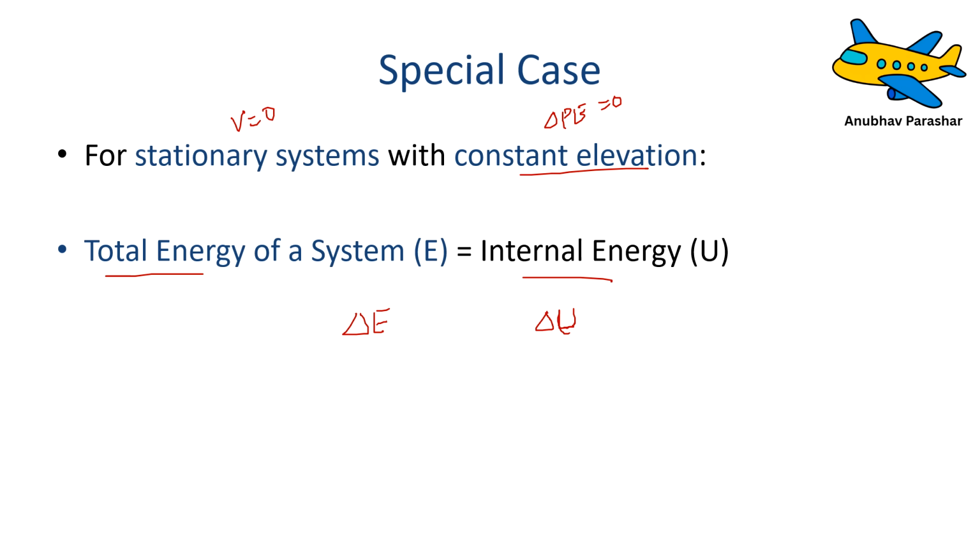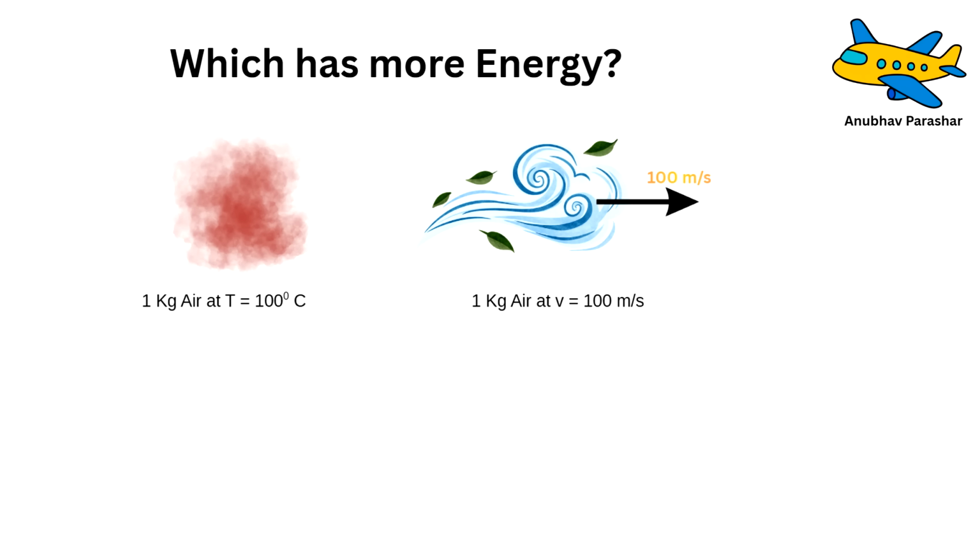So if the internal energy changes into work, how much energy has changed? That is what we are interested in. We don't want to know the absolute total energy or absolute internal energy of a system. Only the change part is what we are interested in, right? And we will understand this as we go ahead.